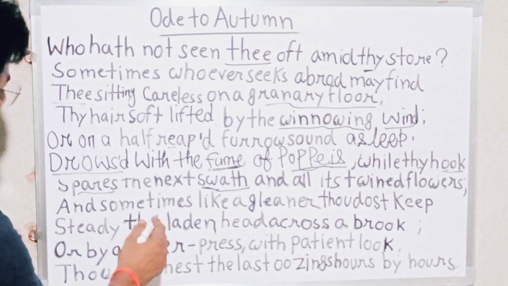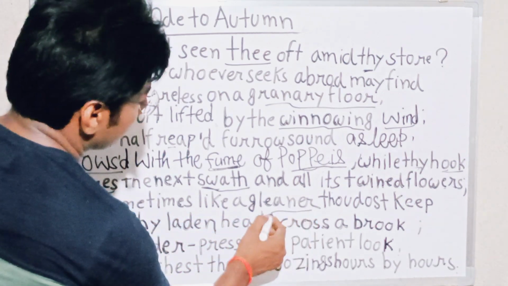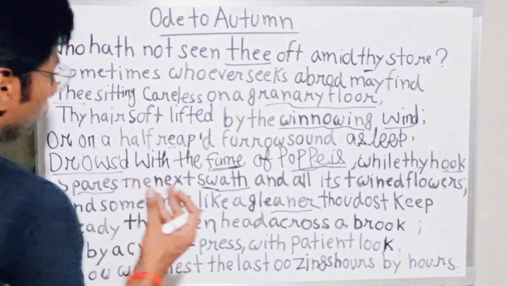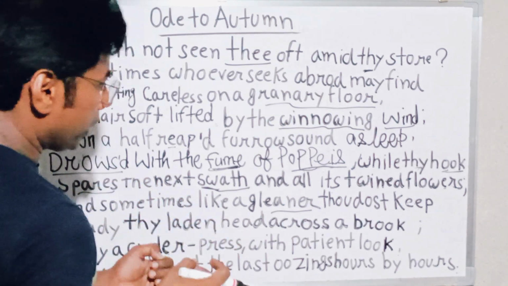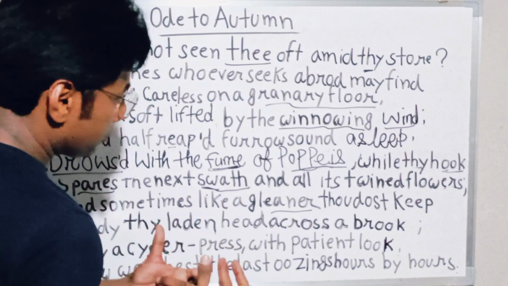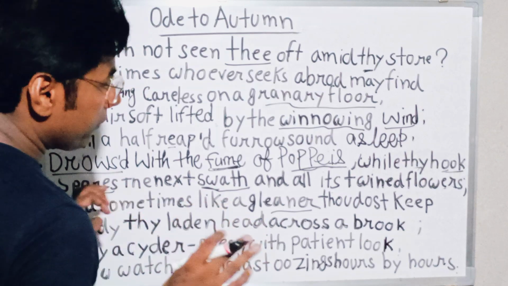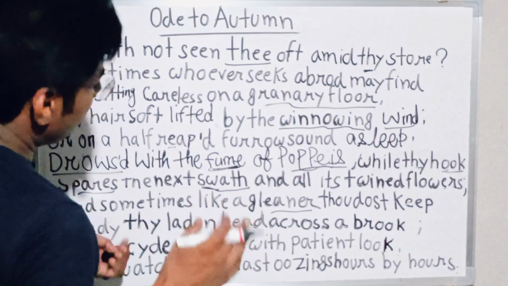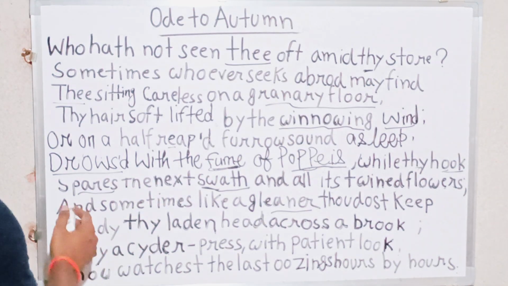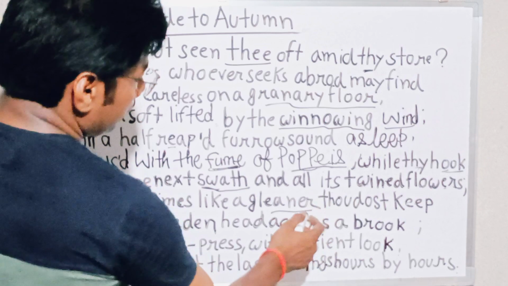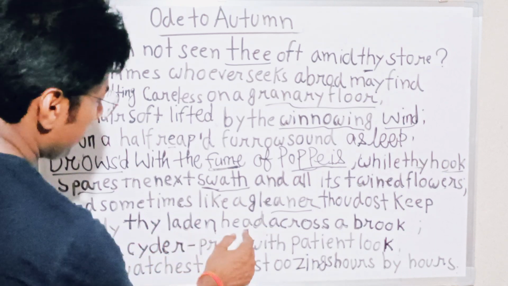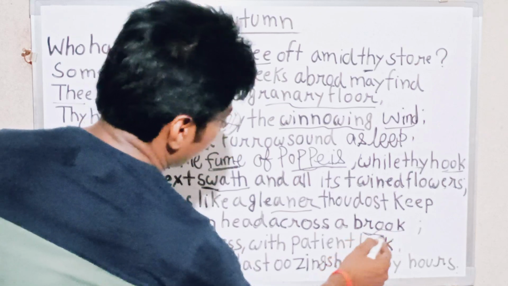And sometimes like a gleaner, that is, a poor farmer who can be seen collecting, picking or gathering the grain after the harvesting, after the collection of the grain. So he says, and sometimes like a gleaner thou dost keep steady thy laden, means loaded, head across a brook. Brook is a kind of a waterfall or a river.